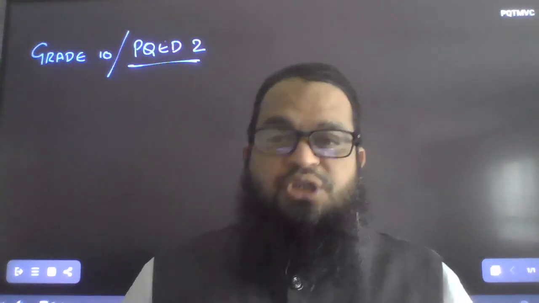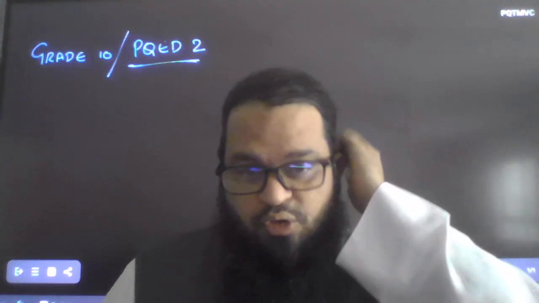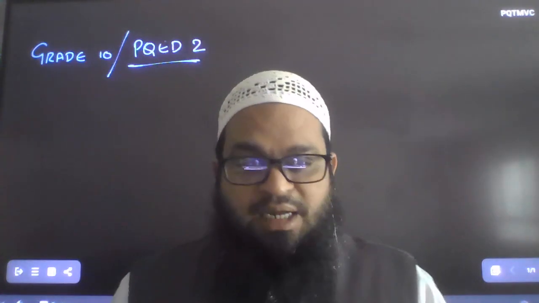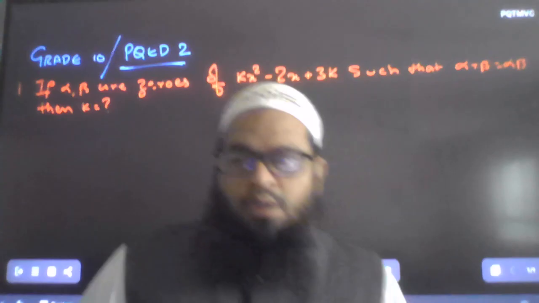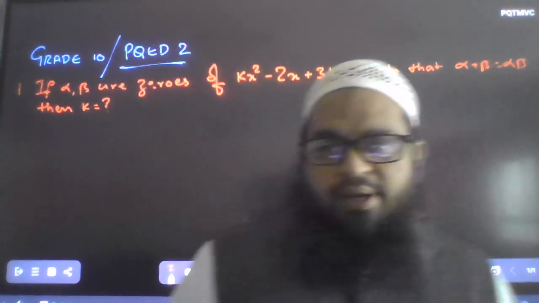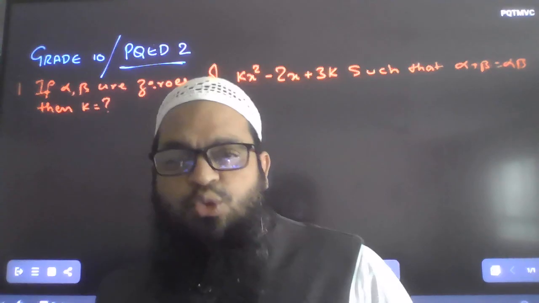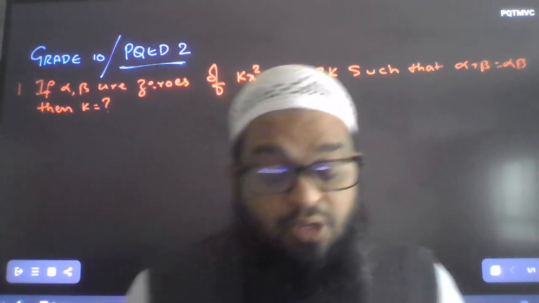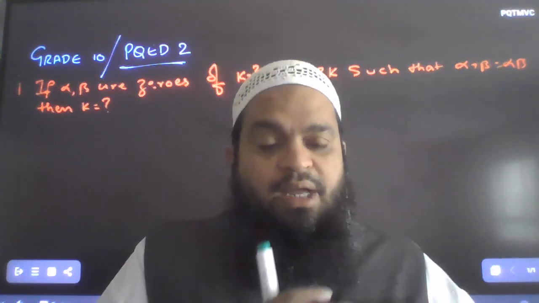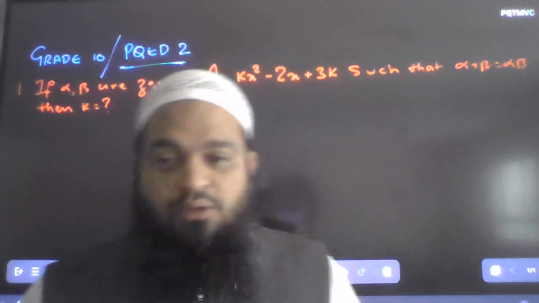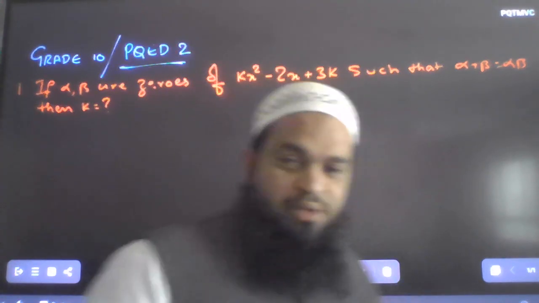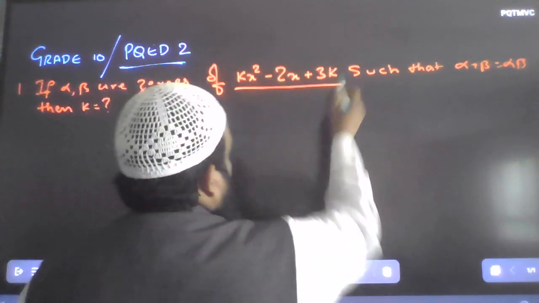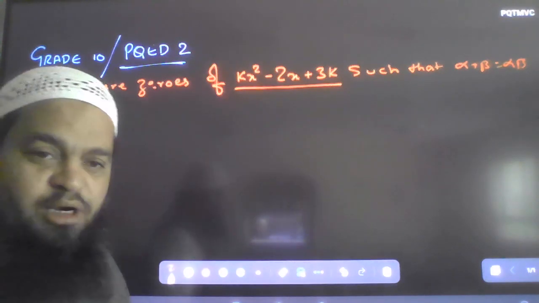Very good morning, my dear students. In this session, let us see PQED questions of grade 10, which I have posted a long time ago. The first question is: if alpha, beta are zeros of kx square minus 2x plus 3k such that alpha plus beta equals alpha beta, then you have to find k. Which chapter is this question from? Yes, this is from polynomials.